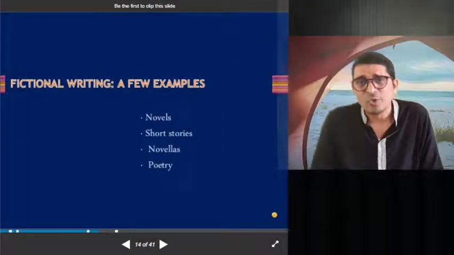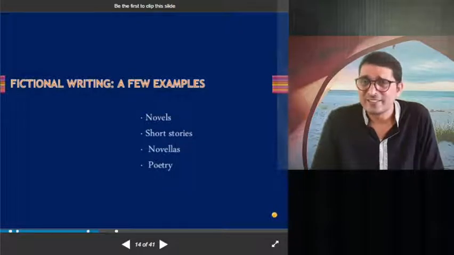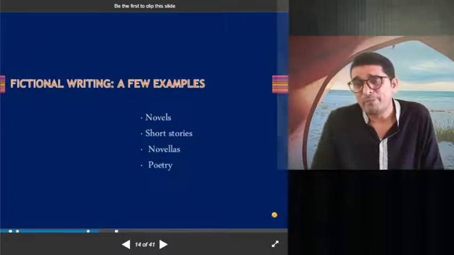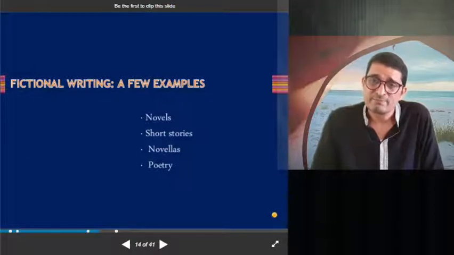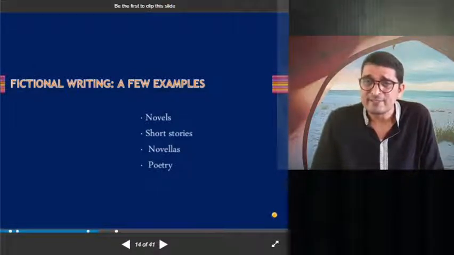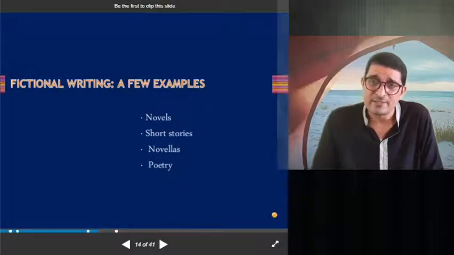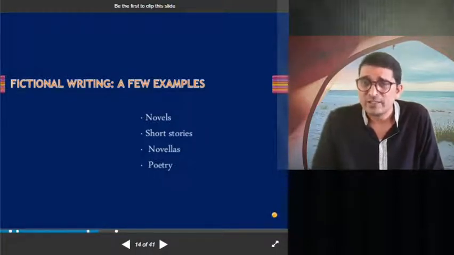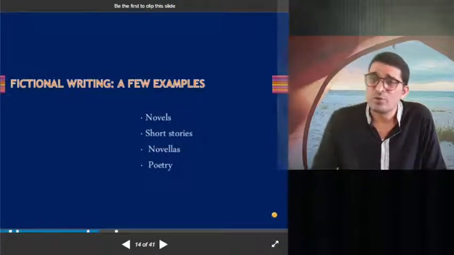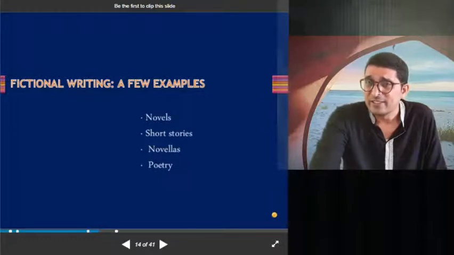The examples are novels, short stories, novellas, poetries. Even if you're writing a poem on some actual event, it will not be presented as it is. You will add something, okay? You will make use of your imagination. If you're not making use of your imagination when writing something on some real incident, then it does not become a poetry. It becomes an expository piece of writing. So novels, short stories, novellas, poetries can be considered as examples of fictional writing.